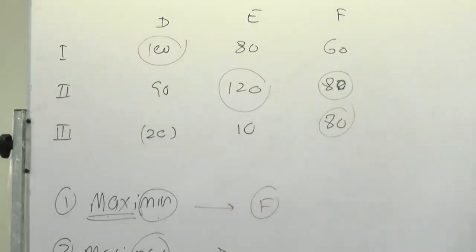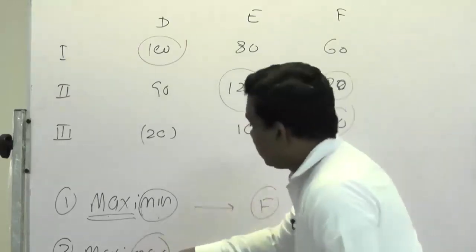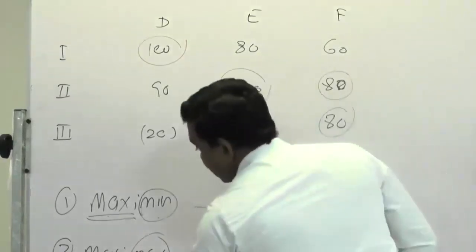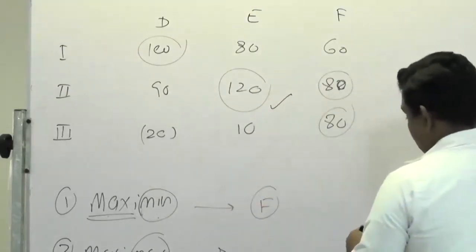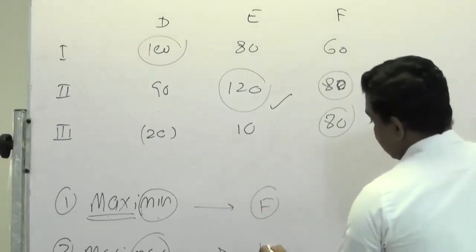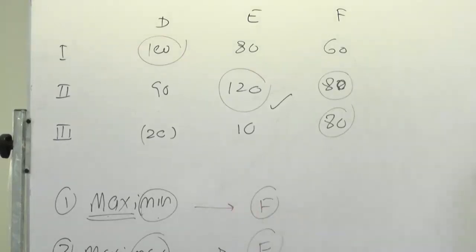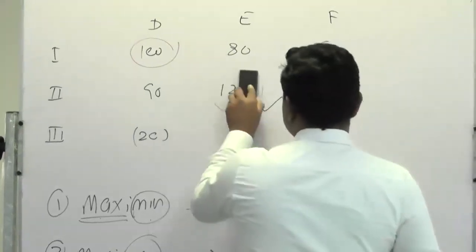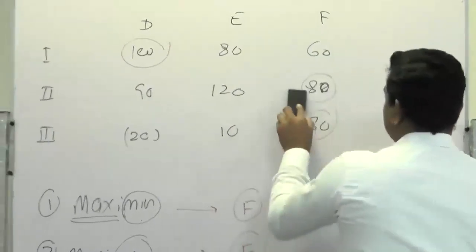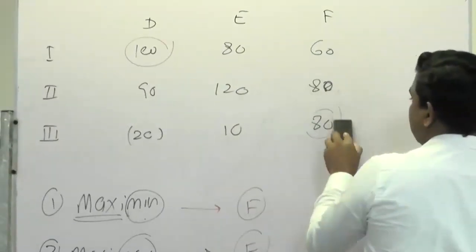Now you have selected the maximum in each project. Now you have to select the maximum out of maximum. Therefore, what is the maximum out of the selected maximums? This is. Therefore, you will select project E. Right? You will select project E, maximum out of maximum. Then, let's say the third method.